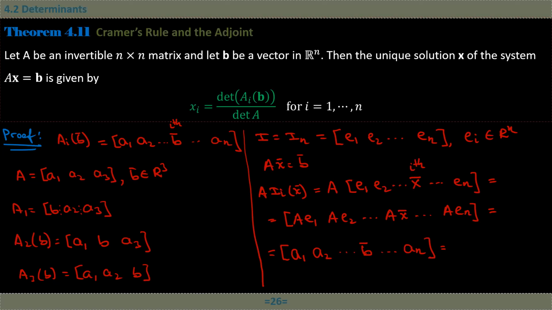The only difference is the I'th column. This one is the I'th column, right? It's replaced by vector B. So by using this notation, now it's just equal to A_I(B). We have this thing.